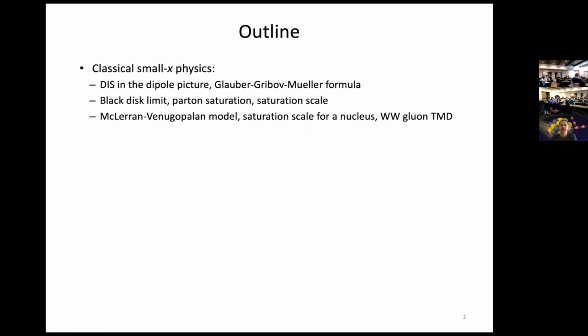So as part of the introduction to small x physics, I'll first talk about general concepts and the classical small x physics: multiple rescatterings in a dipole picture of deep inelastic scattering, black disk limit, parton saturation, saturation scale. I'll discuss the McLerran-Venugopalan model, the saturation scale for a nucleus, and how it relates to TMDs. I guess the first brush up with TMDs in my talk will be in this part. We'll talk about the Weizsäcker-Williams gluon TMD of a large nucleus at small x.